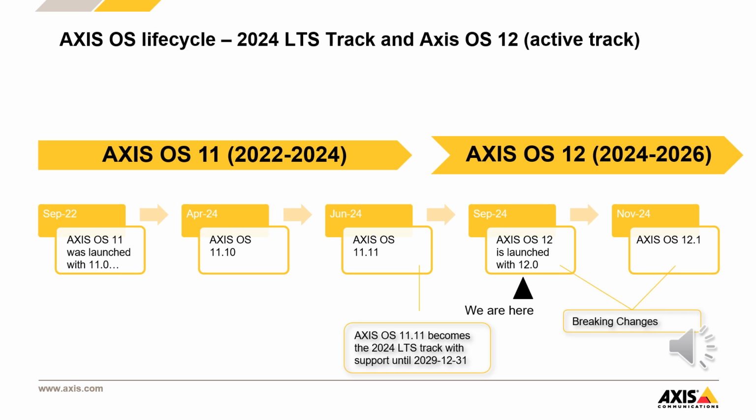Now let's look at where we are on a detailed plan. The Axis OS 11 version has been discontinued as an active track and is in transition to a new LTS track which is called 2024 LTS. It's covered in a separate video which was published recently. It is now time to increment the major version of Axis OS active track, starting with the release of Axis OS 12.0.